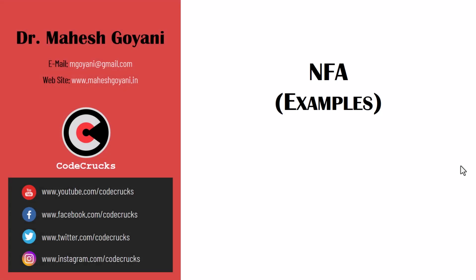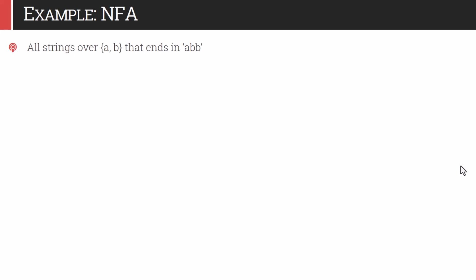In this video, we will discuss a few examples of NFA. Consider the language which consists of all the strings over alphabet A, B that end in ABB. So all those strings should be accepted by the NFA which end in ABB. The smallest possible string is ABB. So let us first derive the NFA for that.